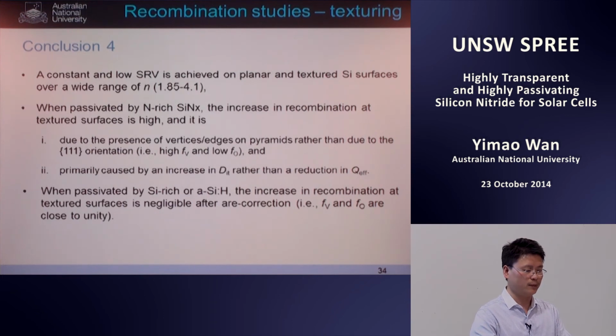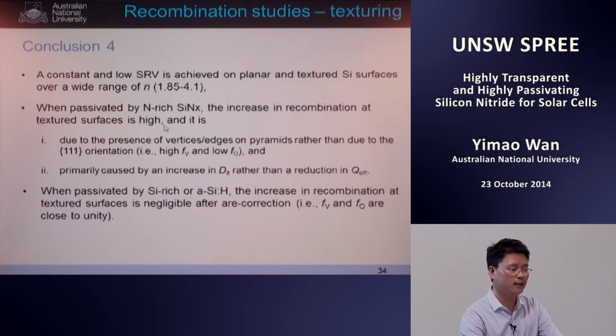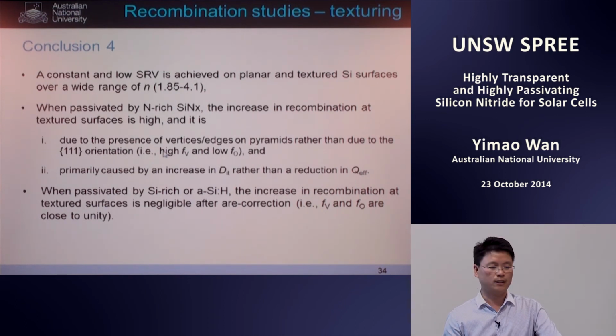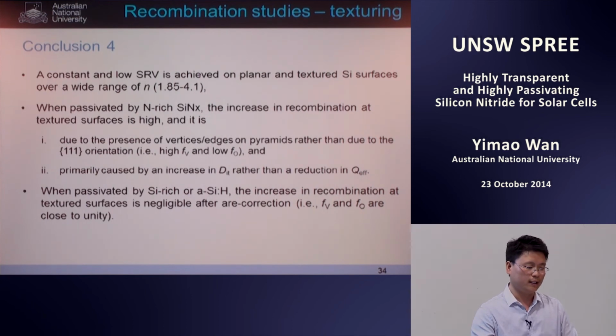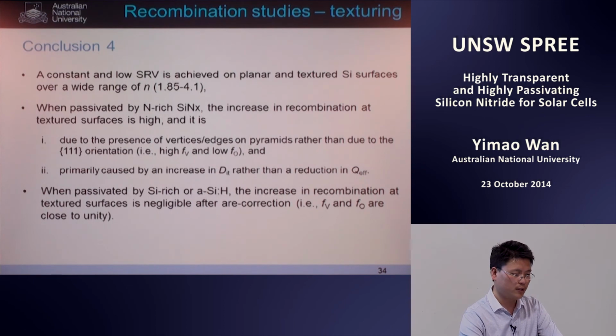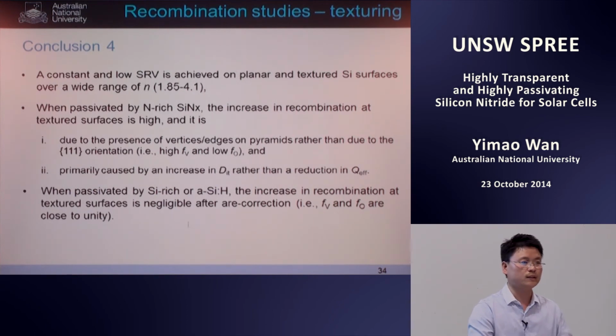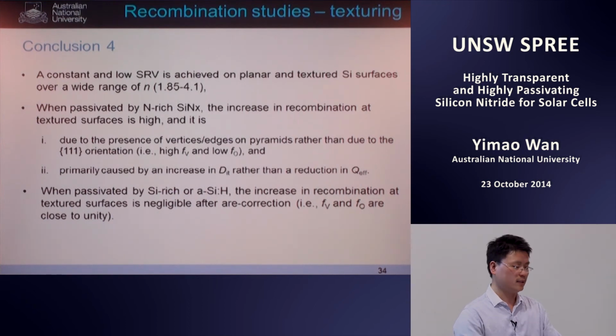And for the recombination, when we passivate by the nitrogen-rich nitride, the increase in recombination at the texture is high, and the high recombination is due to the presence of the vertices or edges associated with pyramids, rather than due to the 111 orientation. And the corona charge lifetime measurement reveals it is primarily caused by the high DIT rather than a reduction in charge in the silicon nitride films. And when passivating by silicon-rich nitride or even amorphous silicon, the increase in recombination at the texture surface is negligible.